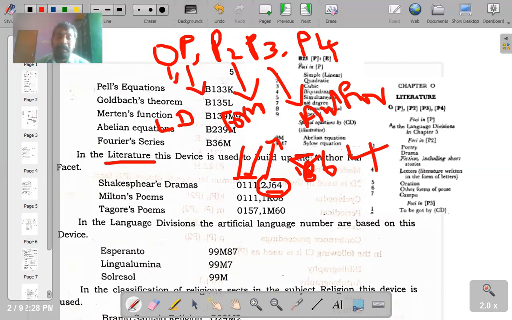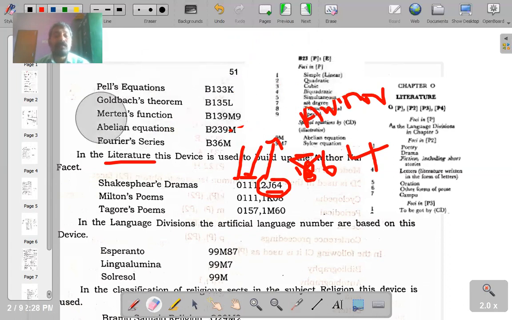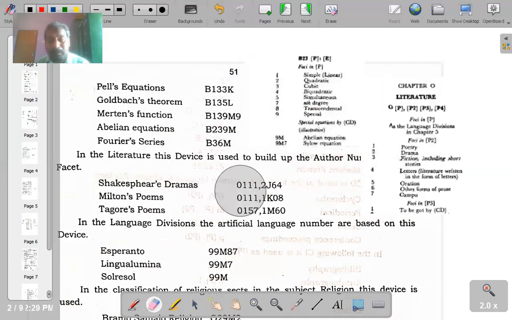So in B23, main class canonical division, mathematics, also equations, we used time isolates as personality. In the literature section also we use time isolates as personality P3. So this is how we are making use of time isolates in different main classes.